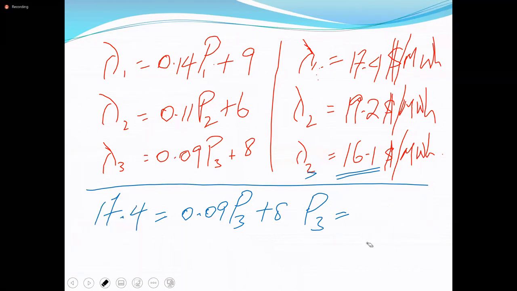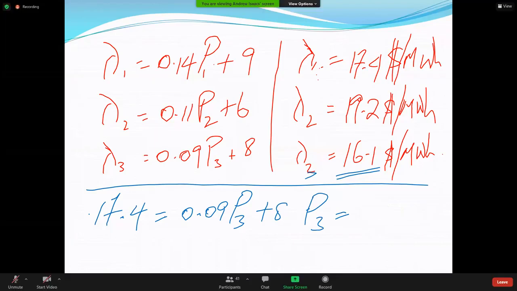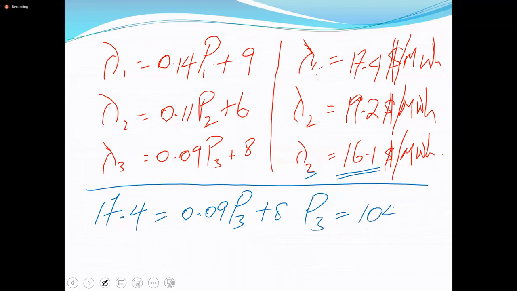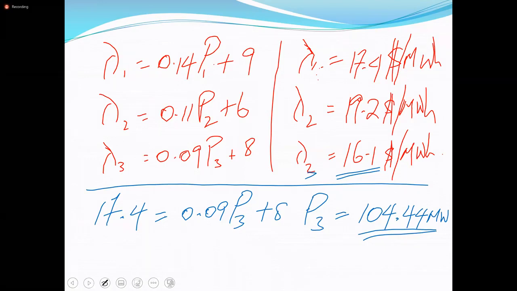So what is P3 equal to from this expression? 104.4. Allen, I'm speaking to Chavis Allen. 104.44 megawatt. Yes, sir. All right, cool. So what does this tell you now? This P3 did not pass its maximum power. This means that all power will be taken from all three units.